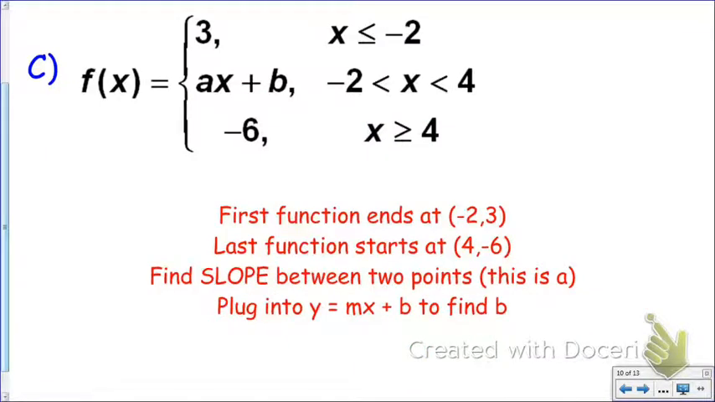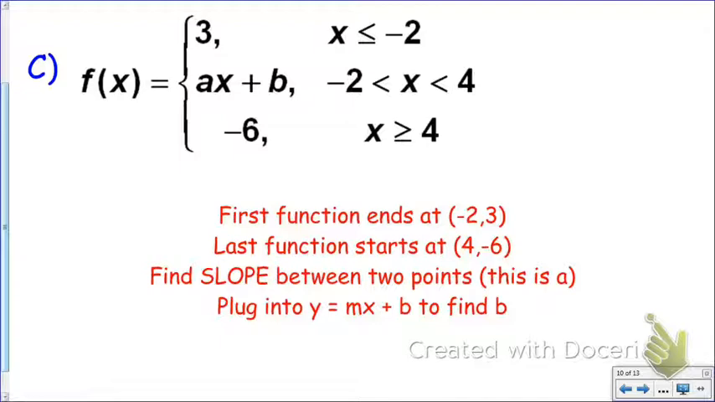Our last example of putting piecewise functions together and making them continuous is probably the most complicated, but if we break it down, we can clearly find where we need our function to start and end. Here we have the function f of x is equal to 3 when x is less than or equal to negative 2, ax plus b when x is greater than negative 2 and less than 4, and f of x is equal to -6 when x is greater than or equal to 4.